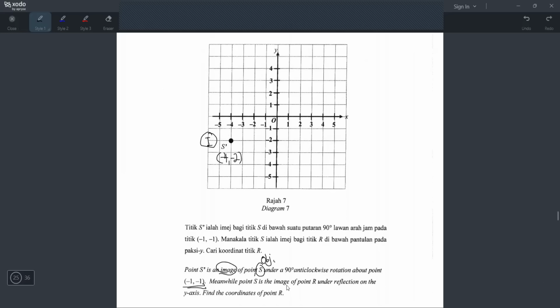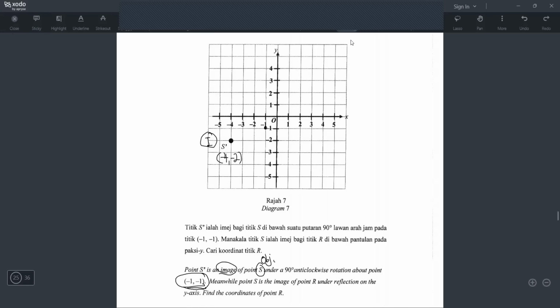Okay, I don't want to confuse myself with this line first, because I don't even know where my point S is. If I try to focus too much on this, I cannot do it later. Now let's just focus on finding where point S is first. They already said S prime is the image of S under 90 degree anticlockwise rotation about this point. So this is definitely the center of rotation. Whenever I teach my own students, I always say the same thing: if the question gives you the center of rotation, you straight away draw a cross there. So -1, 1 is located here. So straight away, draw a big cross at -1, 1.